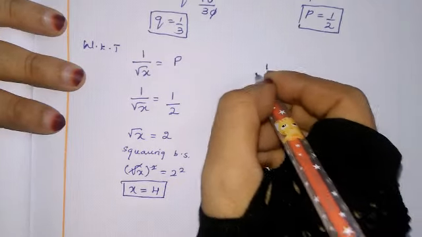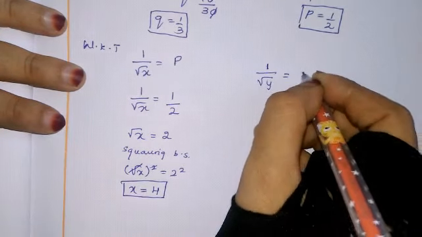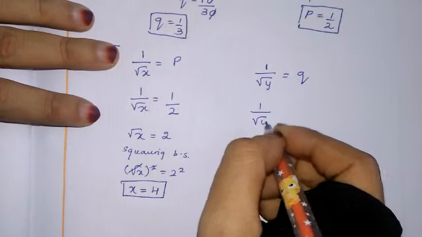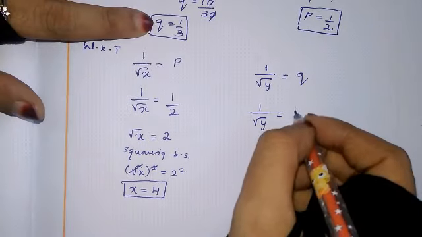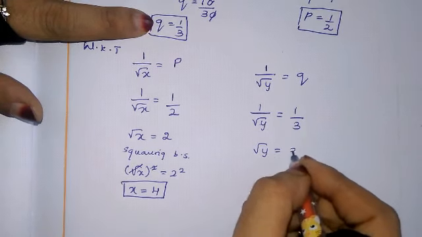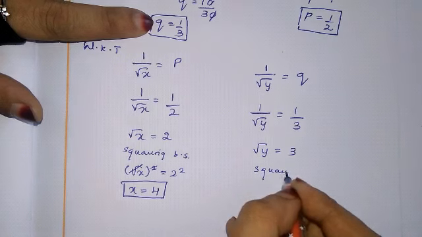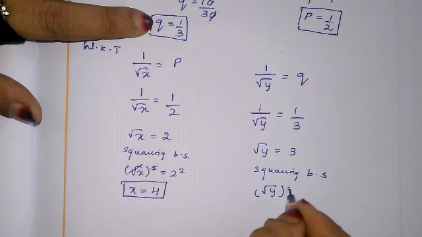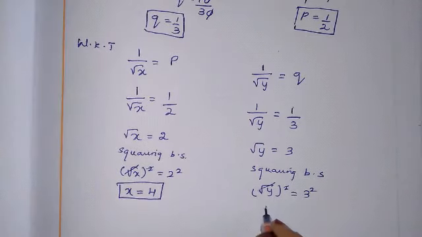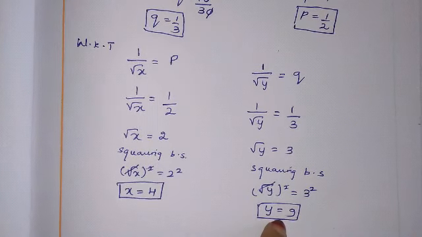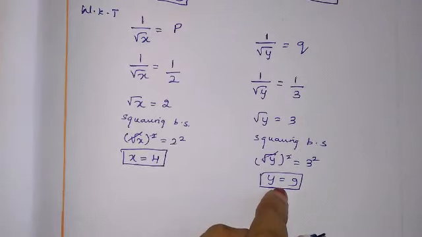Similarly now 1 by root y is equal to q. We have taken 1 by root y is equal to q value 1 by 3. Cross multiply. Y 1s are root y. 3 1s are 3. Again squaring both sides. Root y square is equal to 3 square. Square and root get cancelled. Y is equal to 3 square, which is 9. So we got x value and y value.